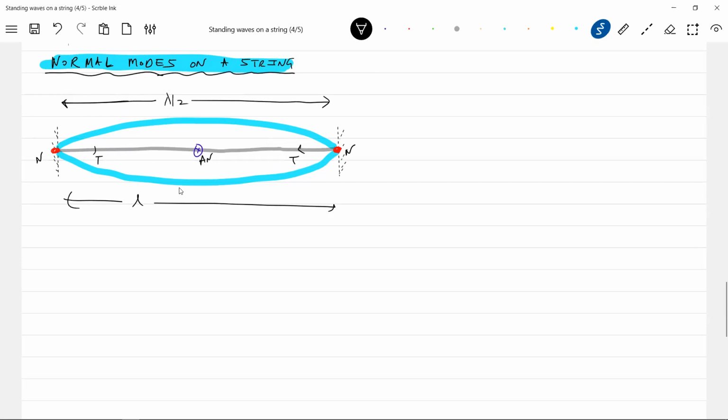So I'll start like this. Let L be equal to lambda by 2, or lambda 1. I'll write it. So what is lambda? We know f equals v by lambda. So lambda 1 will become v by 2f1. So f1 equals v by 2L. What is v in turn?